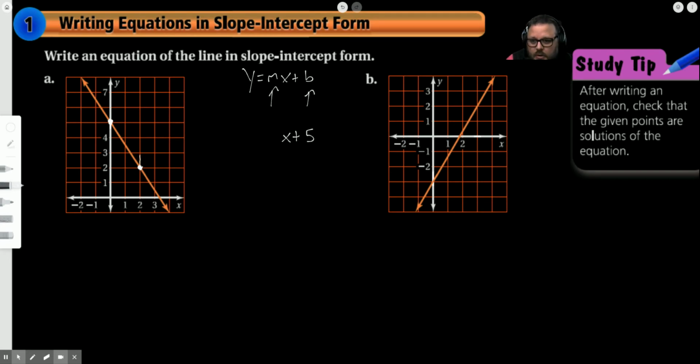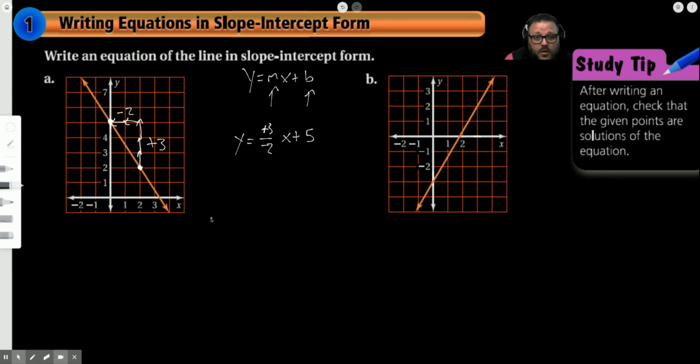I'm already here, so I'm going to go up 1, 2, 3 times. Now I'm as high as my second point. And since I went up, that's positive 3. Then I'm going to go left 1, 2 times. Left is negative 2. So this is rise over run. I rose positive 3 and I ran negative 2. And then I can do y equals.